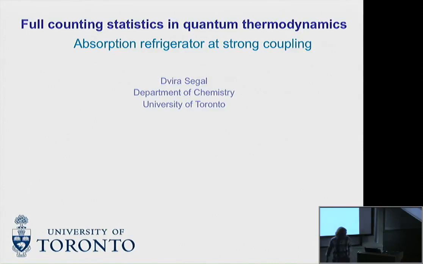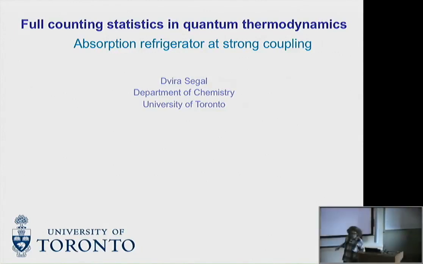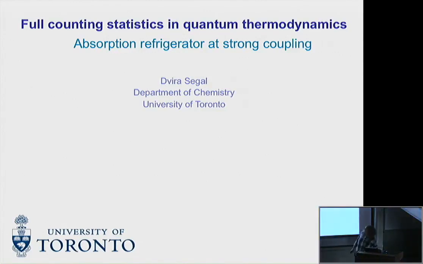The title of the talk is Full Counting Statistics in Quantum Thermodynamics, and as an example, I will talk about a model for an absorption refrigerator at strong coupling. We are interested in heat exchange problems, where we have a quantum system, nanoscale systems, in contact with an environment, and there is an exchange of heat.